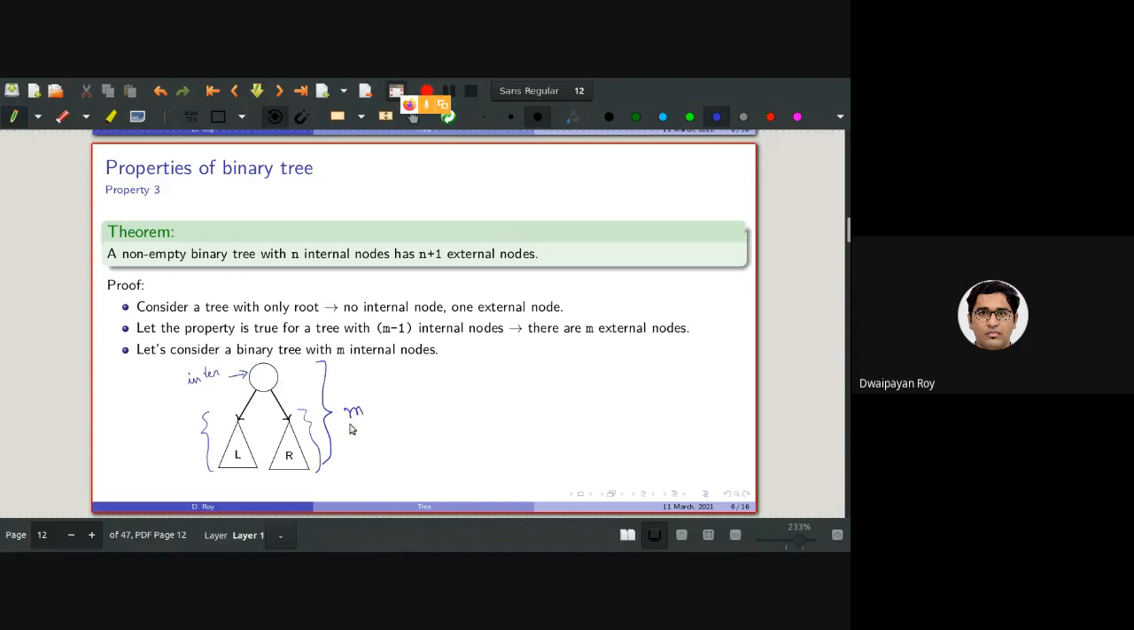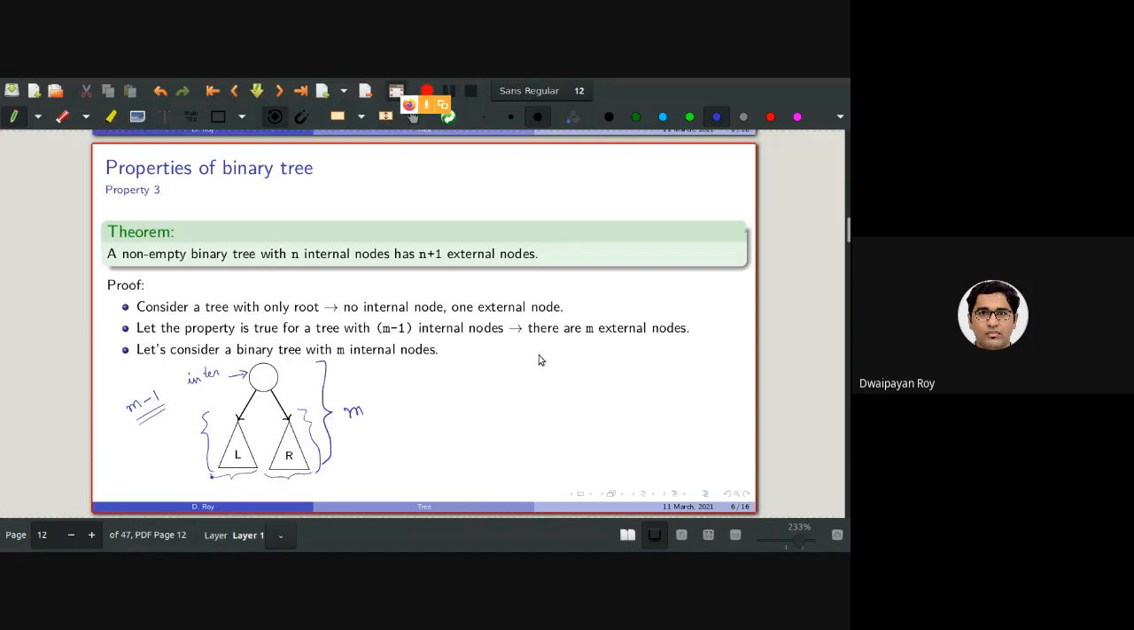So for the whole tree, there are m internal nodes. So if I exclude the root, which is one internal node, how many internal nodes are there in total in the tree? m-1, of course. And I have assumed that the property is true for a tree with m-1 internal nodes. Now notice that these m-1 internal nodes are distributed across these two subtrees, right?